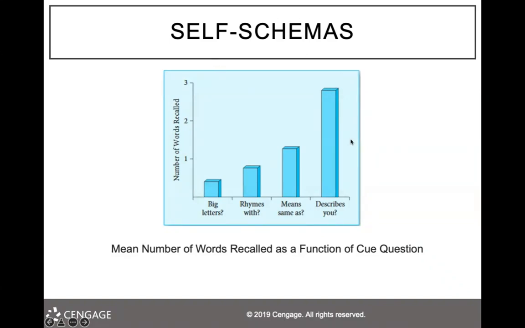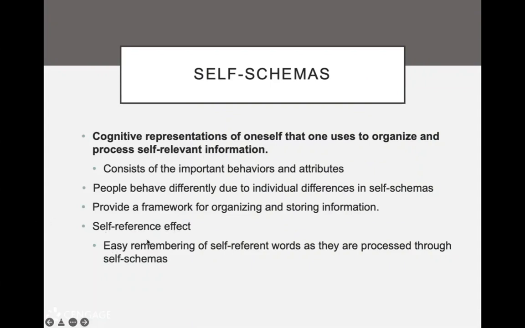So self schemas, like we shared here, in the self reference effect, it helps you remember better if there are self referent words. It also means why you fall in certain situations more than others, in life in general. You can be given a bunch of words, and the words that you most closely associate with your self concept and self schema are the ones that you recall the best, okay?